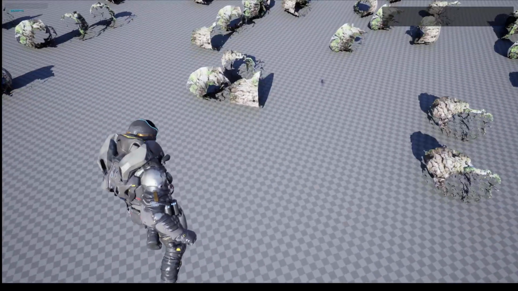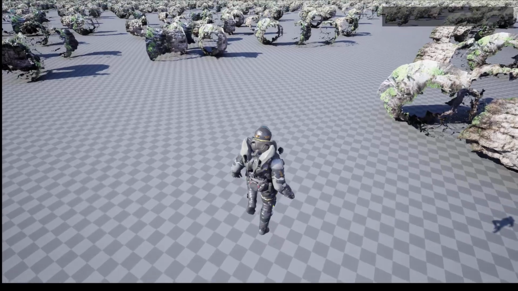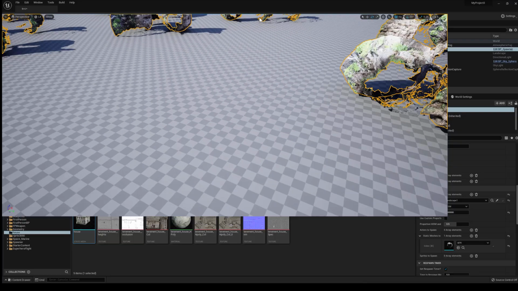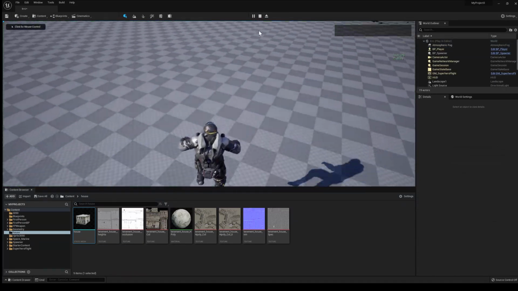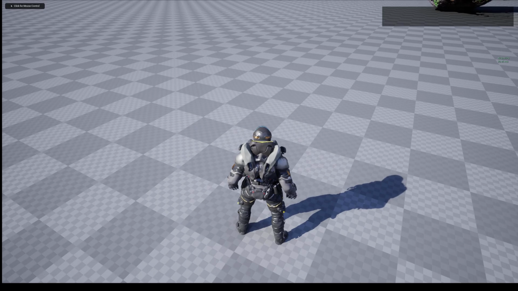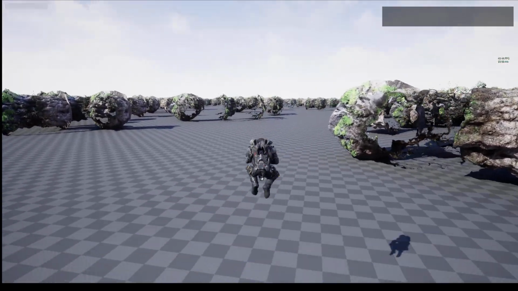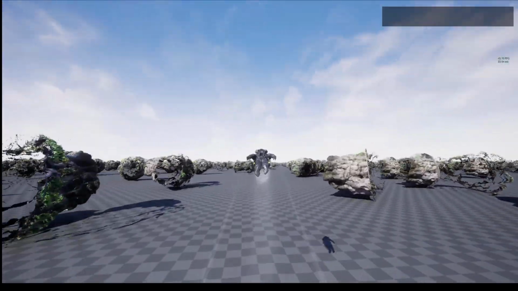Wow. Holy. All right, let me get my FPS back. I don't know why it keeps disappearing. Oh, shoot. All right, here we go. All right. 166 billion triangles on a 3060.